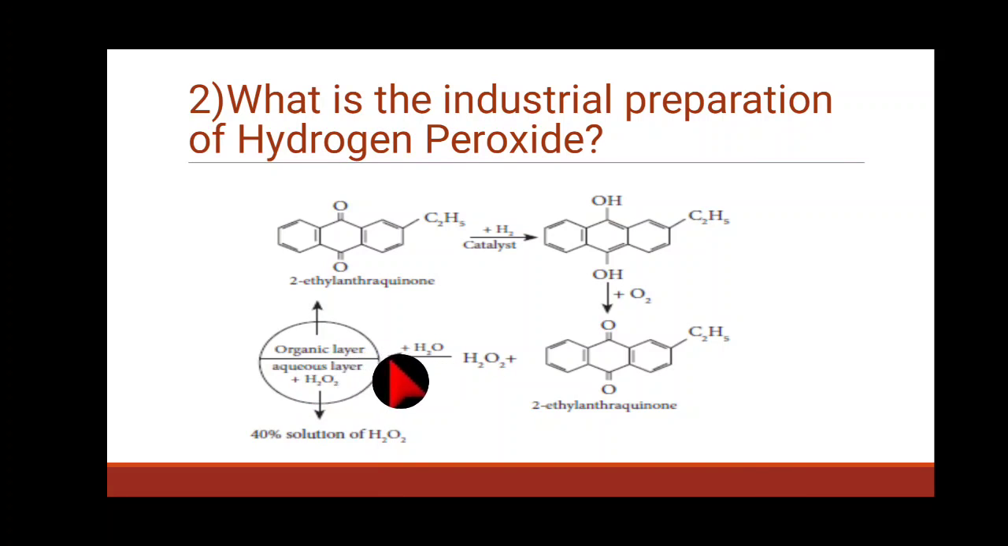So it comes as an organic layer, and below is the aqueous layer with hydrogen peroxide. In the aqueous layer, a 40% solution of hydrogen peroxide is separated. The pure hydrogen peroxide is almost a colorless liquid, sometimes pale blue, less volatile and more viscous than water.